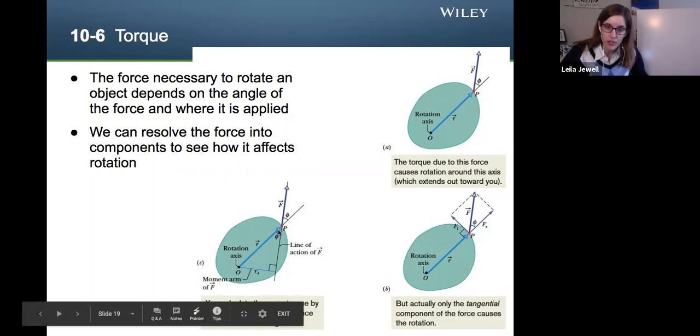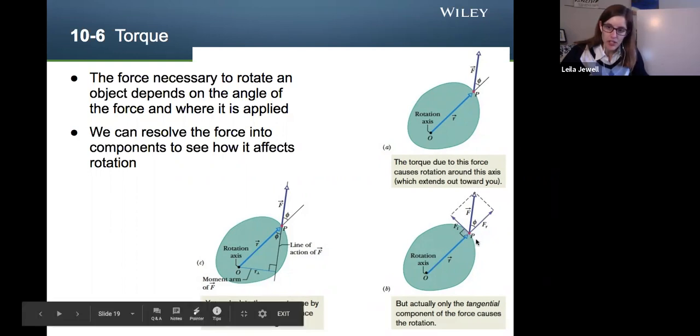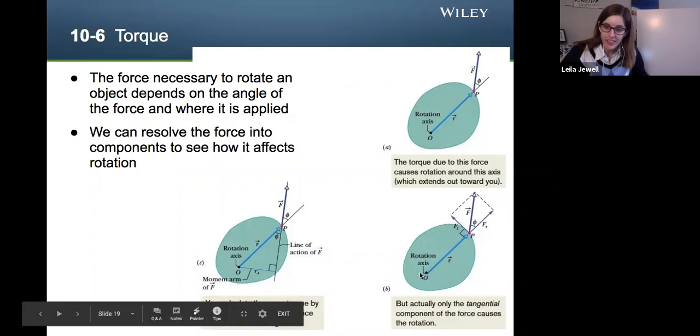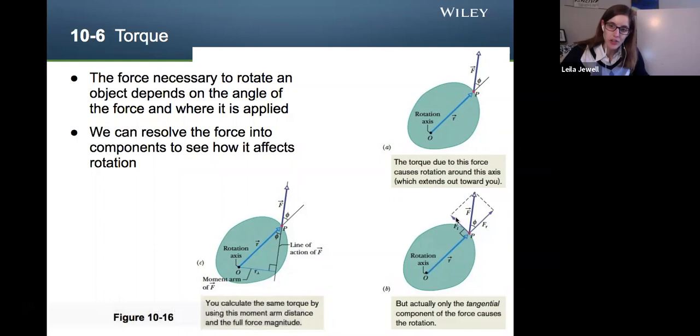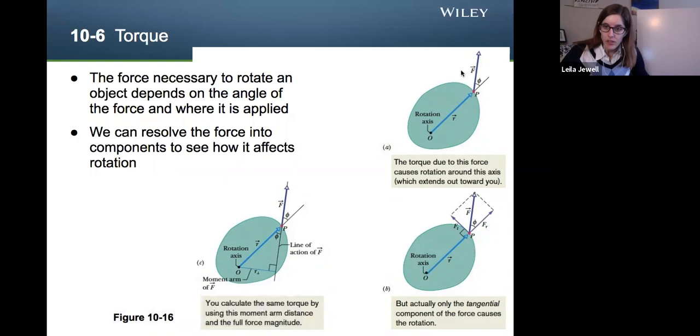If we apply a force that's kind of at a glancing angle, then only part of that force will actually go into causing the egg to rotate, right? If we break the force into a radial component and a tangential component, we would see that the radial component is just pushing the egg against that rotation axis. It's not actually causing the rotation. What causes the rotation is the tangential component that's perpendicular to the radius, where the radius is drawn from the rotation axis to where the force is being applied. So that's what we want to think about.